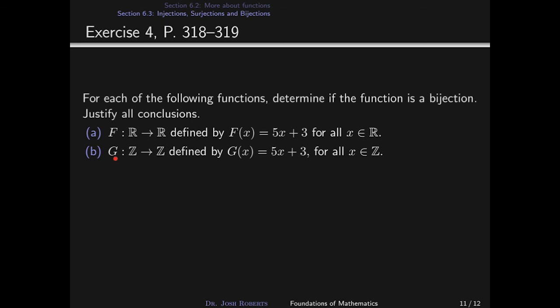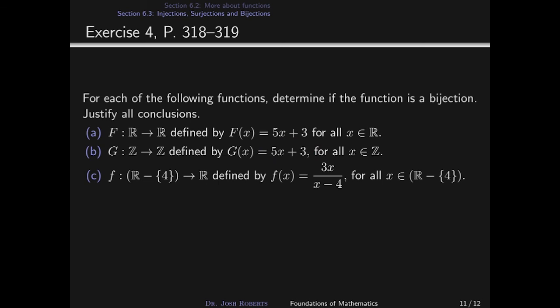Next one, capital G from Z to Z, defined by this. Now this one is no, this is not a bijection, okay? So where does it fail? Here's the hint. This is injective, it's not surjective. So figure out why. It's like the example we did a few minutes ago.